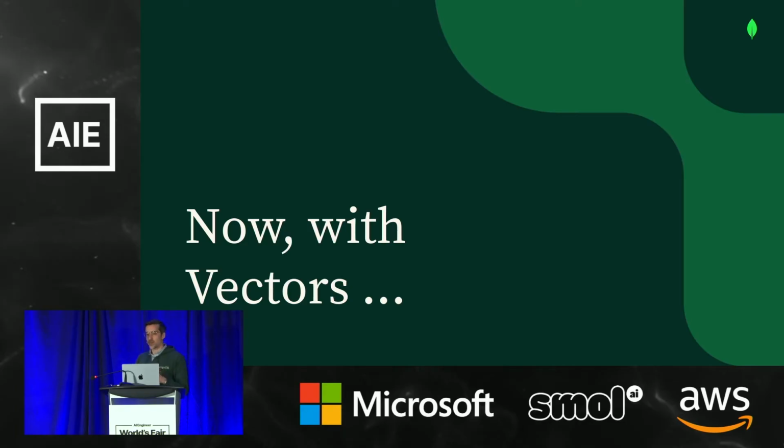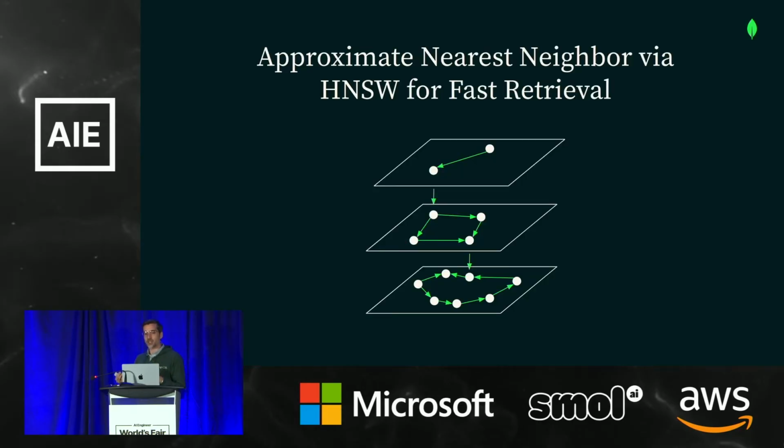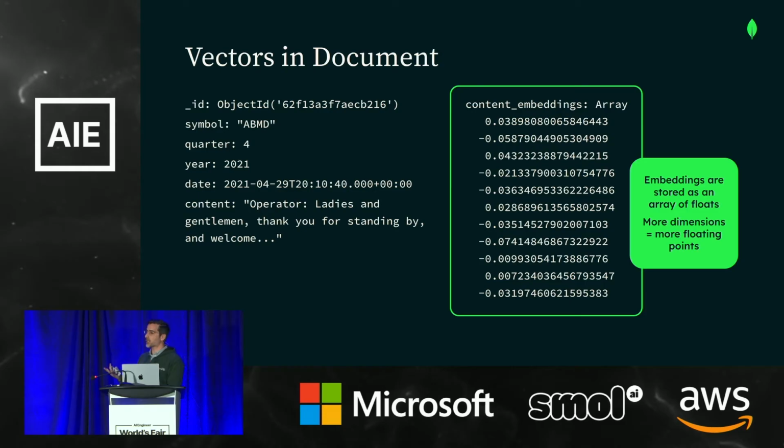But now, when we add on vectors, is where things get really interesting, right? So what we've done is we've added in HNSW indexes into MongoDB Atlas, which allows you to do approximate nearest neighbor vector search over data that's stored in your database. And so what you do is you take your embeddings and you add them directly into the documents that you're already storing in your database.